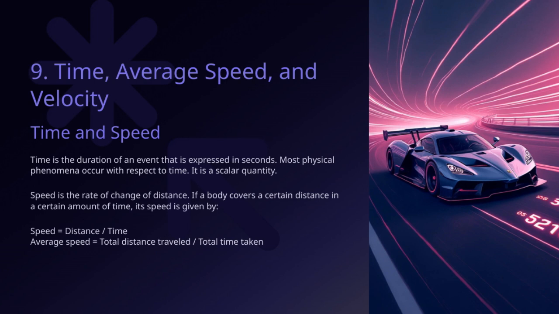So, if a body covers a specific distance in a given amount of time, its speed can be calculated using this simple formula. Now, moving on to the concept of time, it's the duration of an event, usually expressed in seconds. Time is everywhere in physics because most phenomena happen over a period of time. And importantly, time is a scalar quantity, which means it has magnitude but no direction.